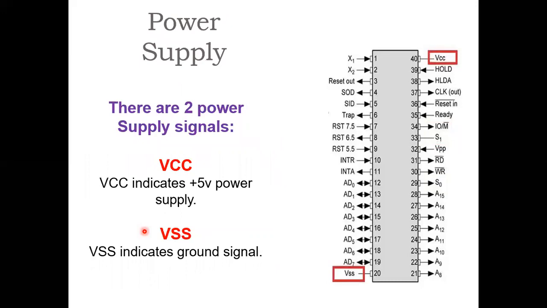Then power supply. There are two power supply signals. One is VCC, which indicates the plus 5 volt DC power supply. VSS indicates the ground signal. Okay, that is pin 20 and 40.